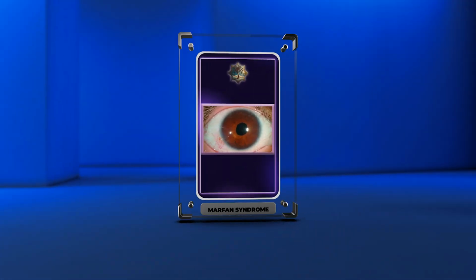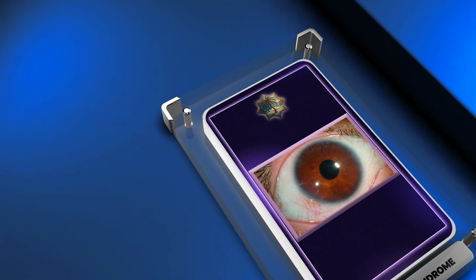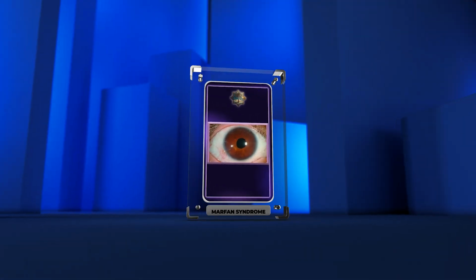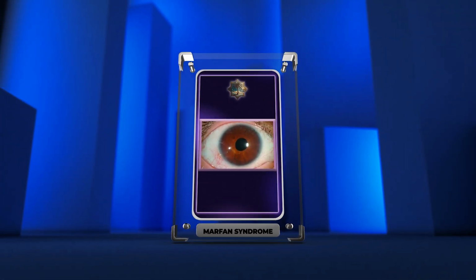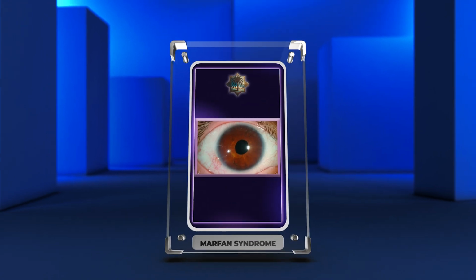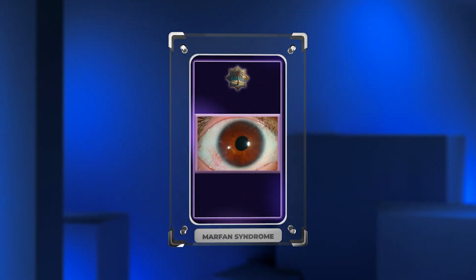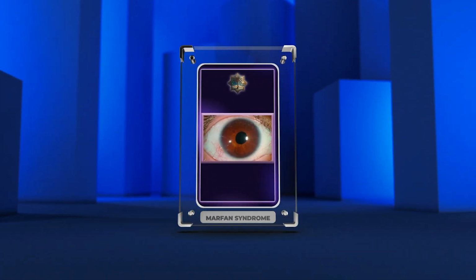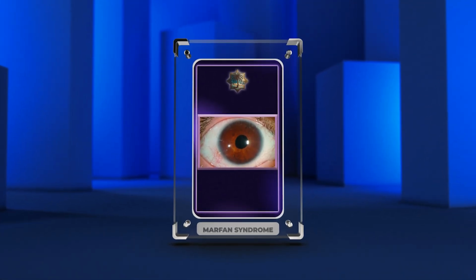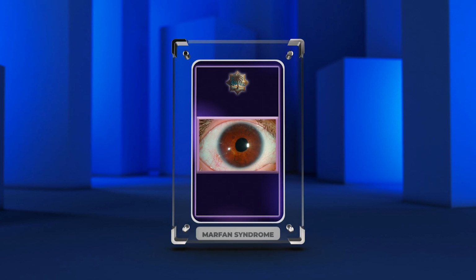Marfan syndrome is a rare and complex genetic disorder that affects the connective tissues in the body. With its wide range of clinical manifestations, Marfan syndrome poses various challenges in terms of diagnosis, management, and treatment. As future ophthalmologists, it is crucial for us to have a deep understanding of the ophthalmic manifestations of Marfan syndrome and how they relate to the overall management of this condition.